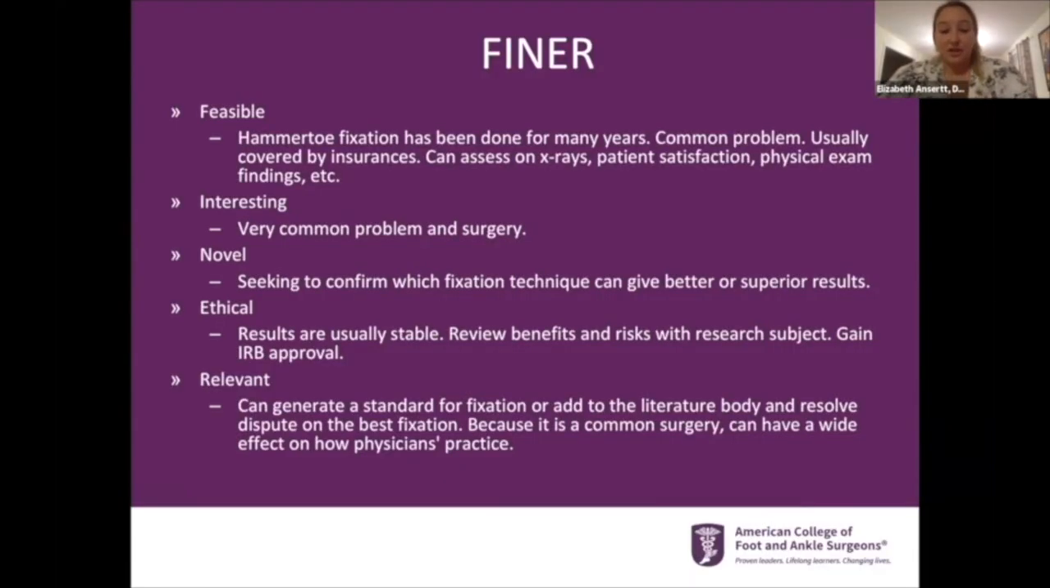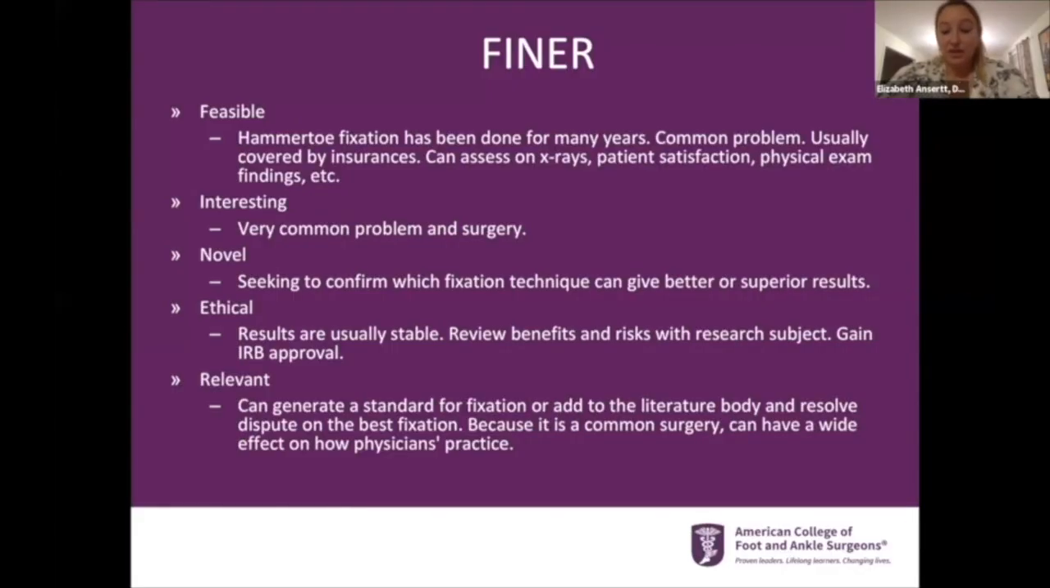So is this interesting? For me, I find it very interesting, especially because it's a very common problem in podiatry and in surgery. It's often regarded as one of the bread and butter surgeries of our field. So it's interesting because it is extremely relevant to our field. In this example, we're going to say that this is a novel study because we're seeking to confirm fixation techniques that have a better fusion rate based on the fixation that we use. Is it ethical? Yes, the results are reliable and both are accepted methods of fixation for a hammer toe.